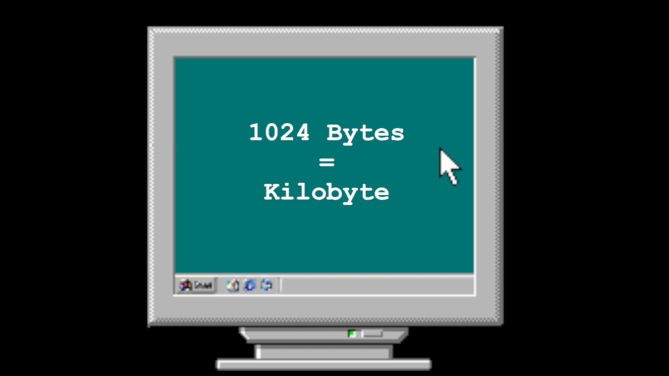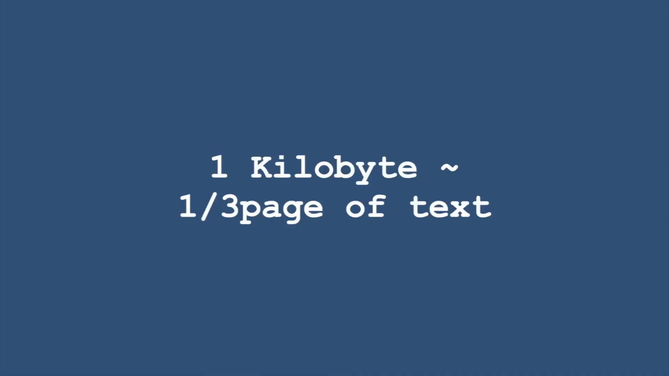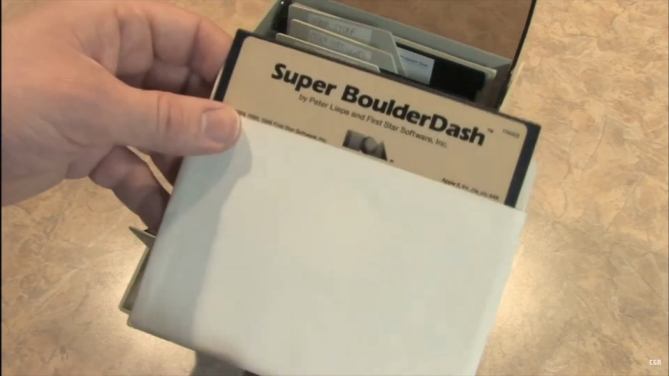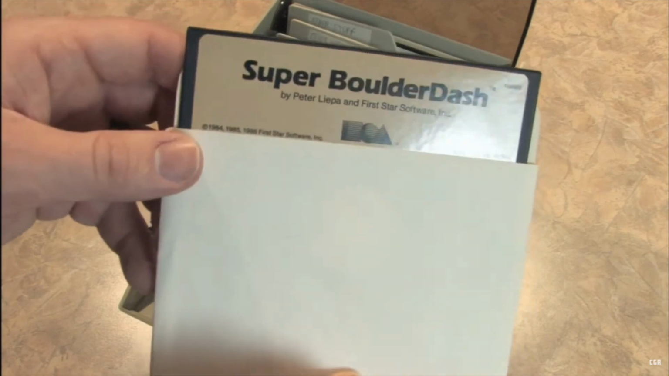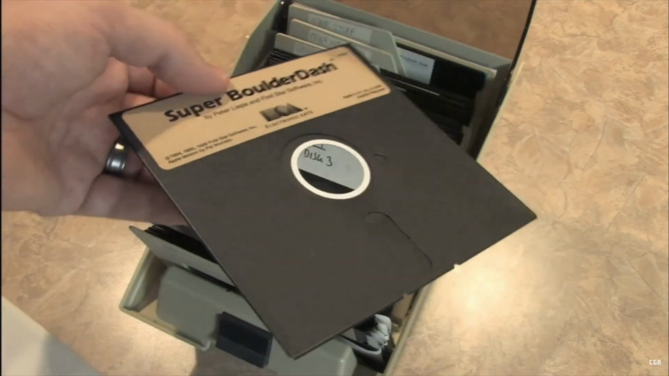If you take 1024 bytes, that's called a kilobyte. Similar to how a kilogram is 1,000 grams, often abbreviated as KB or K, 1 kilobyte is enough space to hold about a third of a page of text. Back in the 1970s and early 1980s, the 5¼ floppy disk was a popular storage medium. It could hold 360 kilobytes of information.